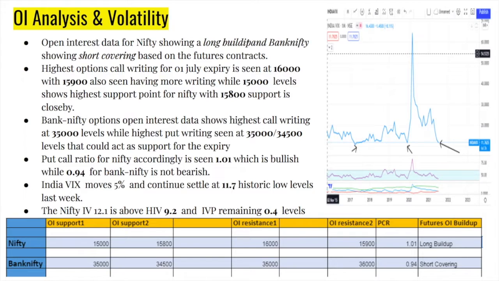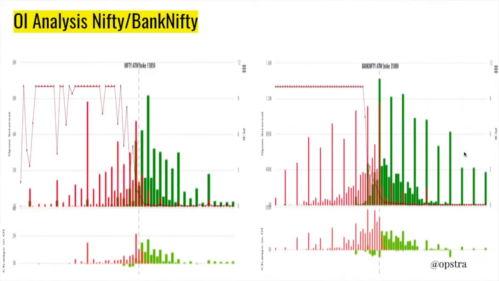Now, as per the OI, the supports you have already seen. It's given in the bottom chart also. The highest support is 15,000. After that, you have 15,800, also a good support. For resistance, you have 16,000 as the major one, and before that 15,900 also. Here 35,000 has the major writing and putting. That is the same information that we have seen earlier. These are the charts that indicate the information we talked about, right?